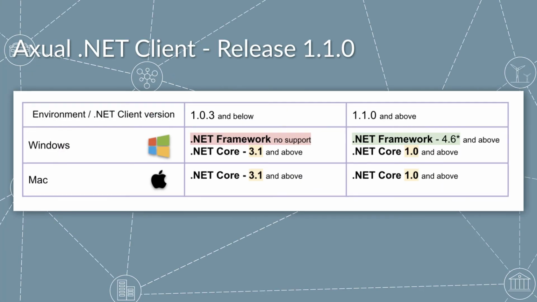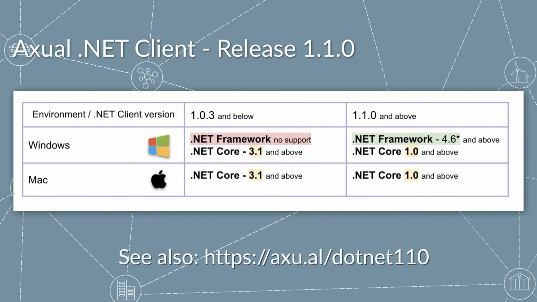Another update worth mentioning is one regarding our .NET client. As of release 1.1.0 of this client, we have added support for older .NET Core versions and .NET Framework. Whereas our previous .NET client only supported .NET Core 3.1 and above, we now support .NET Core 1.0 and above. As of release 1.1.0, we are supporting .NET Framework 4.6 in addition to .NET Core. For a handy summary, please refer to the URL in the description.